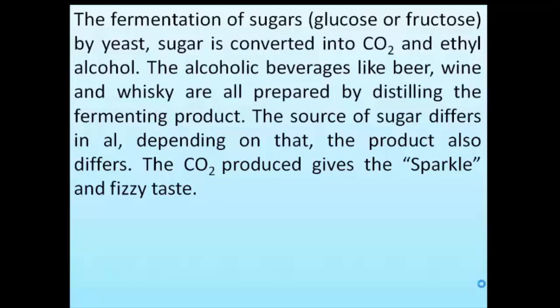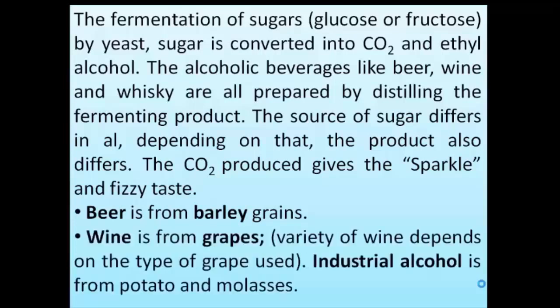and alcoholic beverages like beer, wine, and whiskey are all prepared by distilling the fermenting product. The source of sugar differs in all. Depending on that, the product also differs. The carbon dioxide produced gives the sparkle and fizzy taste. For example, beer is from barley grains, wine is from grapes, and depending on the type of grape you're going to use, the variety of wine will result. Industrial alcohol is from potato and molasses.